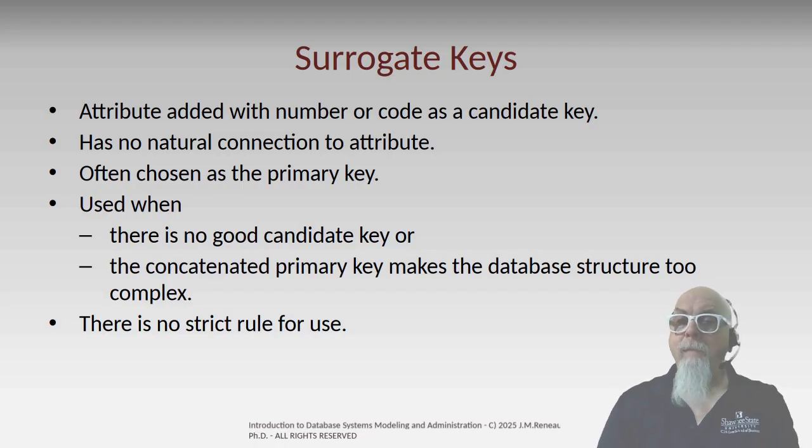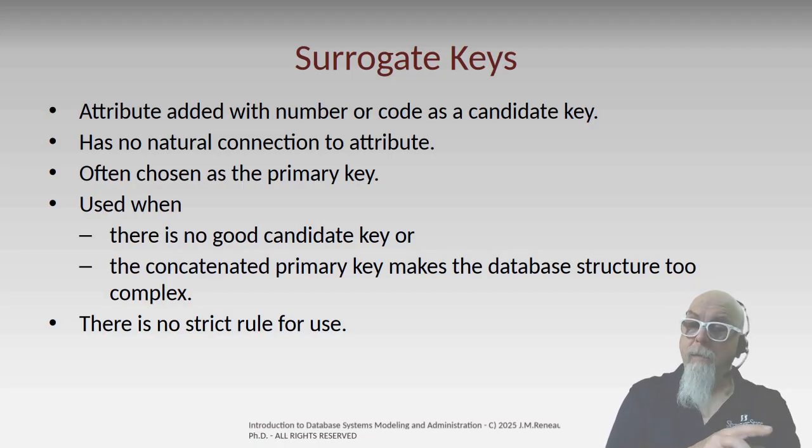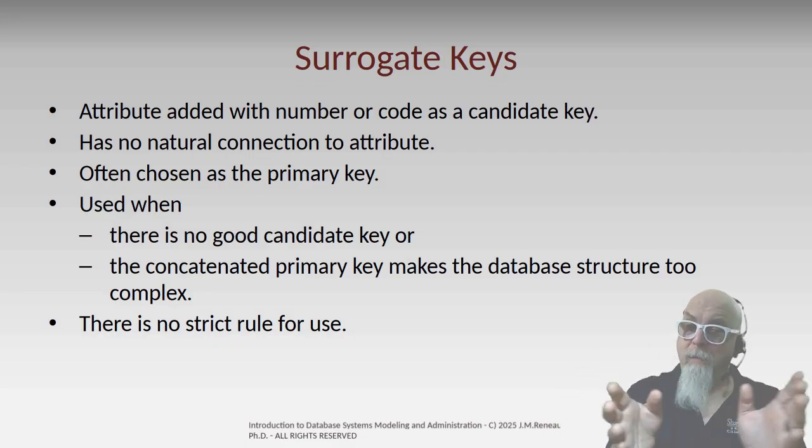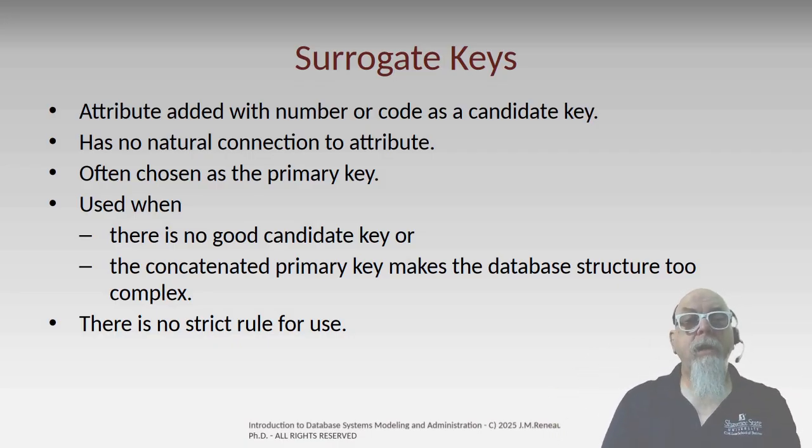Surrogate key. Now, I mentioned it in a previous slide, but I didn't define it, and I probably should have flipped the slides around. But a surrogate key is added when we don't really have a good candidate key, or maybe we've got a complex concatenated key that's just kludgy and a little bit more difficult than we want to deal with. And so what we will do is create a new attribute and say we're going to assign everybody a key.